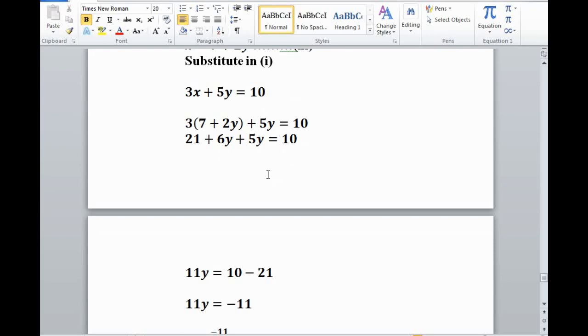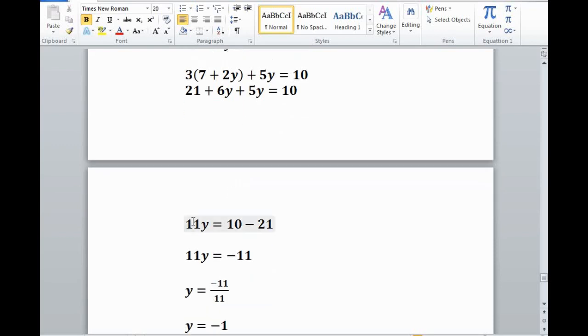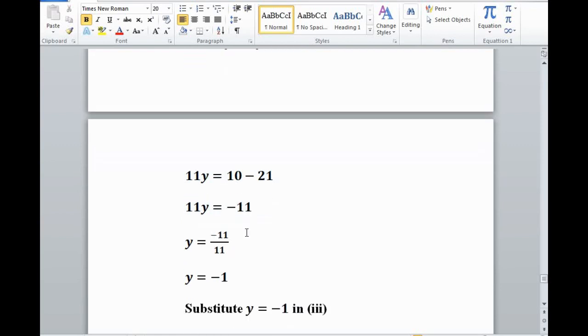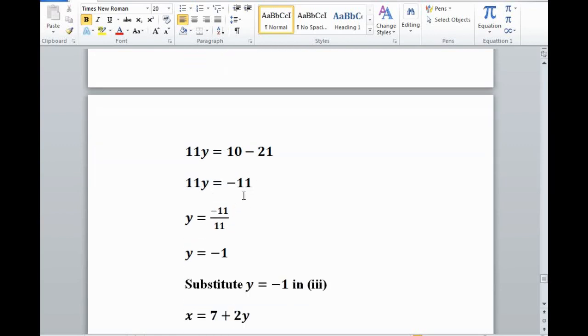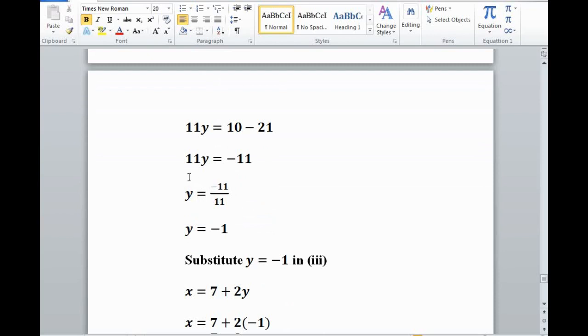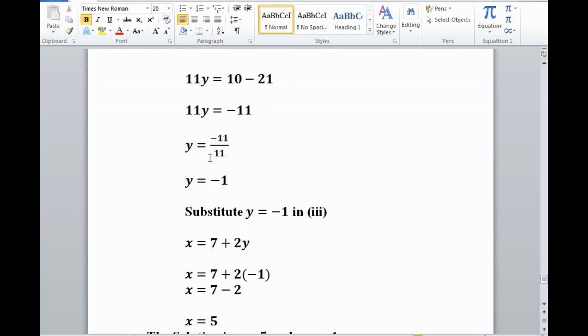6y, 5y, they are like terms, and their sum is 11y. And let's take this positive 21 from left to the right side. So this equation becomes 11y equals 10 minus 21. 10 minus 21 is negative 11, and y equals negative 11 upon 11. 11 divided by 11 is 1. Since we have negative 11, their quotient is negative 1.